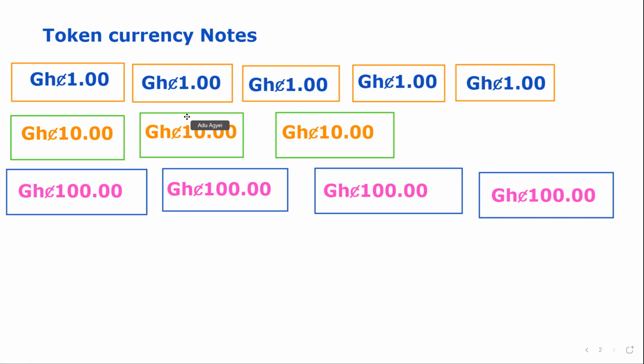So in all, the total amount is 435 Ghana cedi that we have modeled here. So you underline it twice. So this is how to use the token currency notes to model a given number.